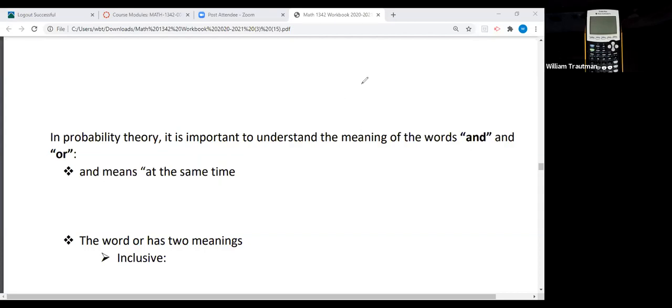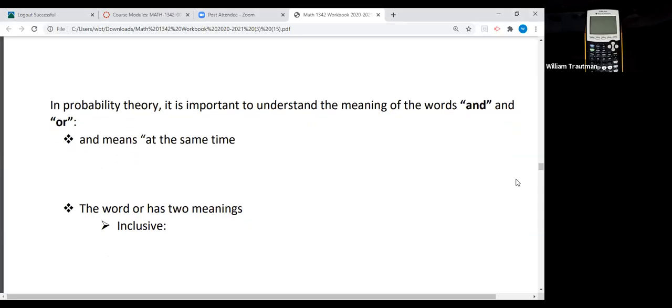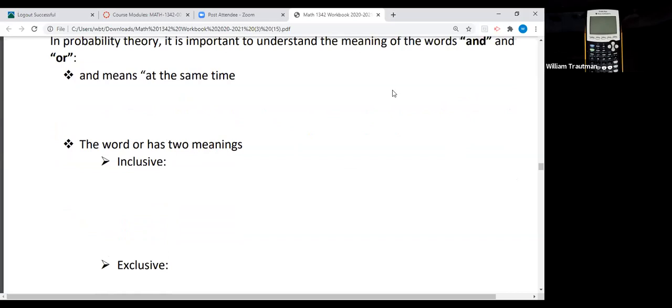Now, "or." The word "or" depends on what kind we're talking about. Normally, "or" means a union. We use the intersection for "and," and we use union for "or." Or is a union, and another word for union is marriage, right? We bring these two together to form a union, to form a marriage.